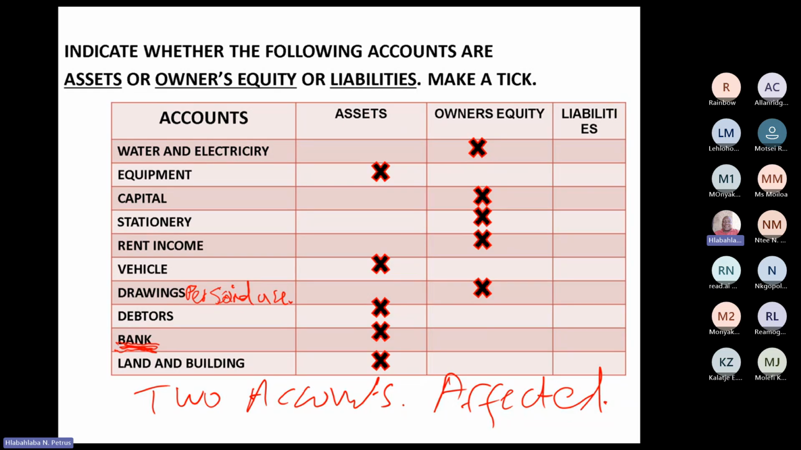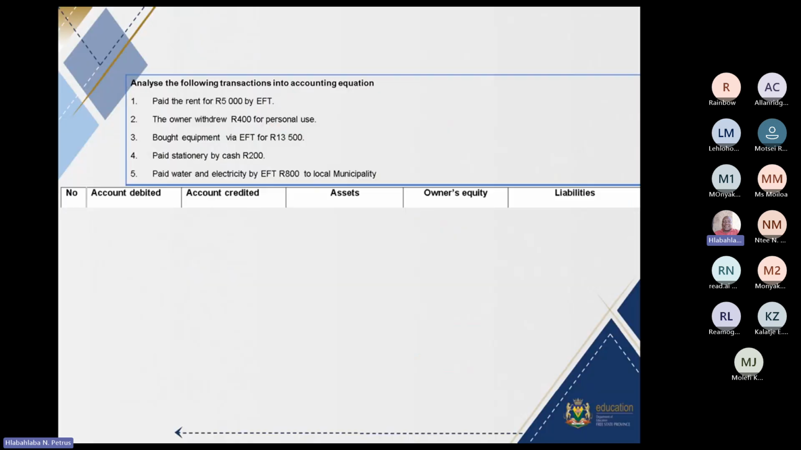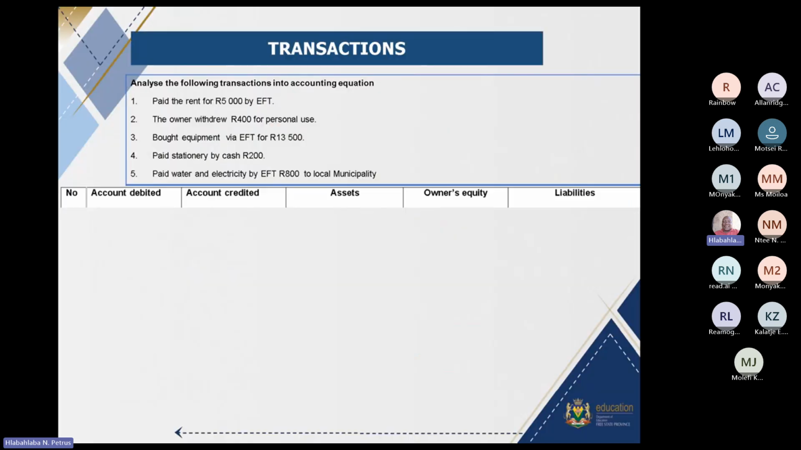Bank will always be affected, and then you check what it is that the business is paying for. So let us move to the transactions now, because we have recapped the basics. The first transaction talks about paying the rent for 5,000, and the second transaction talks about the owner withdrawing 400 for personal use.